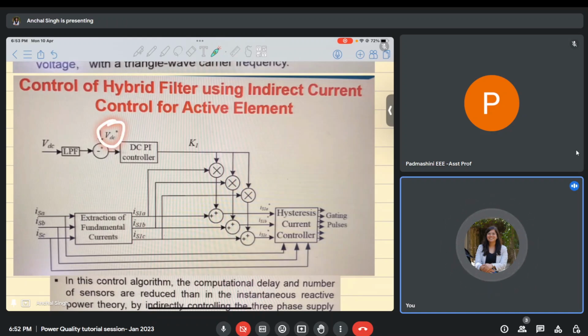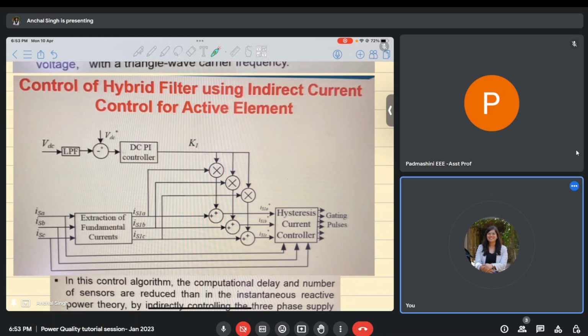I have to do this because no matter what control algorithm I use, there will be losses in the switches. There will be active power consumption, a very small amount, but there will be. Because of that active power consumption, my DC link voltage will drop, and I need to maintain that DC link voltage at a fixed value to ensure the proper functioning of my compensator. Therefore, this loop is again similar. Using this loop, I am generating some constant Ki.